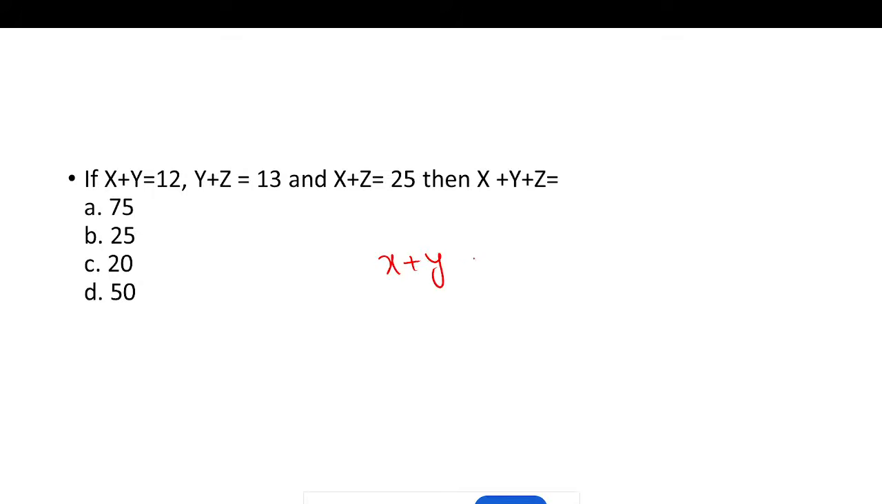X plus y is equal to 12. Y plus z is equal to 13. Z plus x is equal to 25.